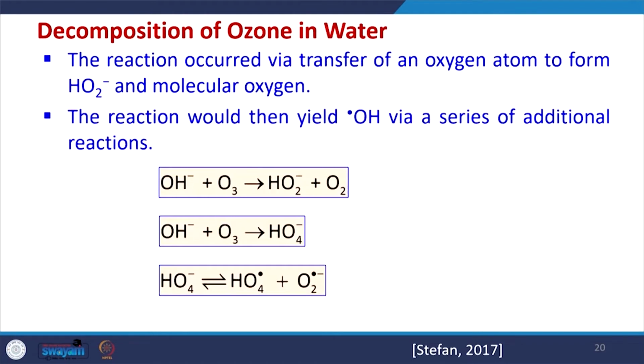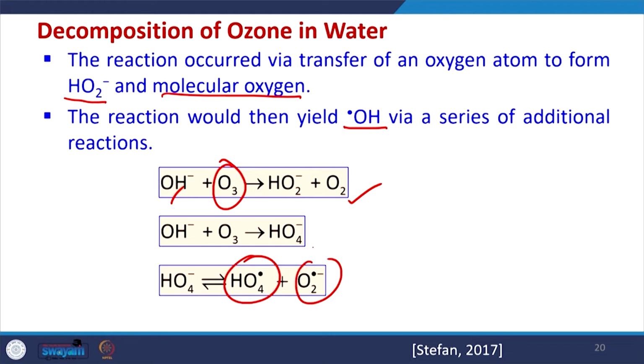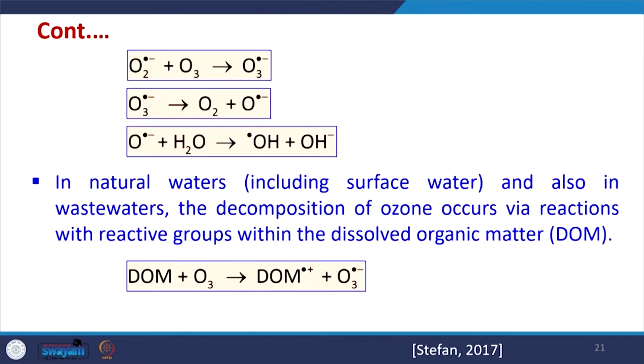Now, how does decomposition of ozone happen in water? The reaction occurs via transfer of an oxygen atom to form HO2- and molecular oxygen. So, this is how the ozone will decrease very quickly. The reaction would then yield OH radical via a series of additional reactions. It is possible that ozone will form different types of OH radical or peroxy radical, etc. We can see here different series of reactions happening before the OH radical is formed.